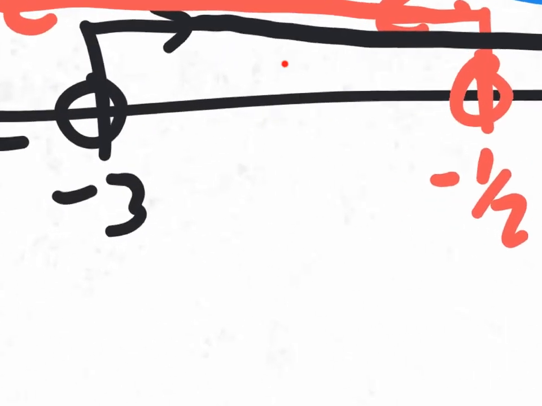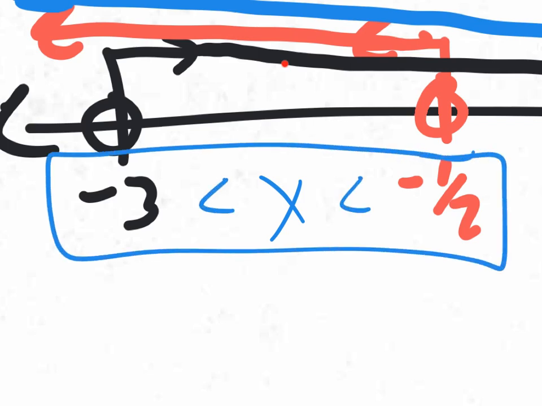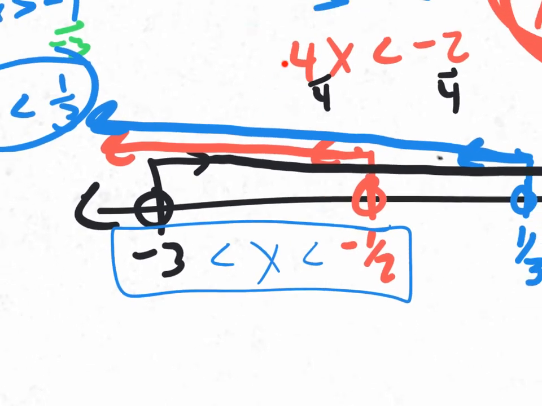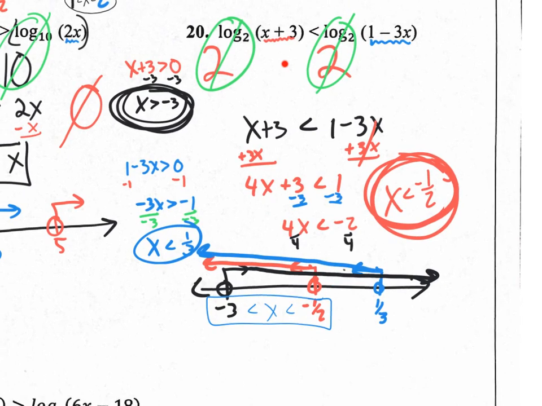So your answer will be an x right between that -3 and that -1/2 with less than symbols. There's your compound inequality for that answer, your solution. Anyway, let's move on to the last one.